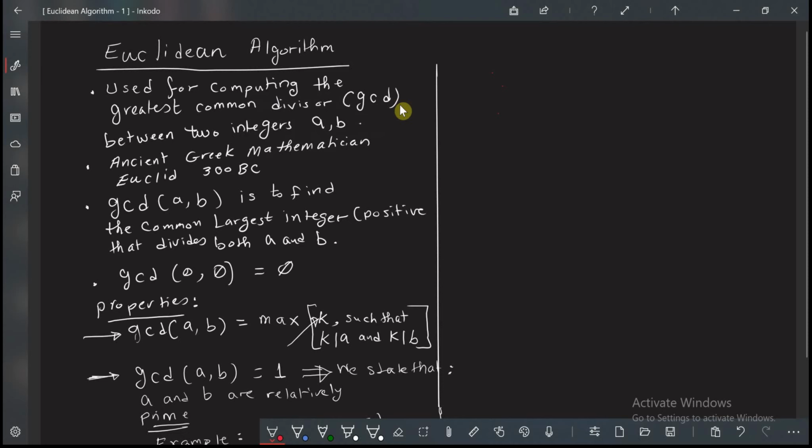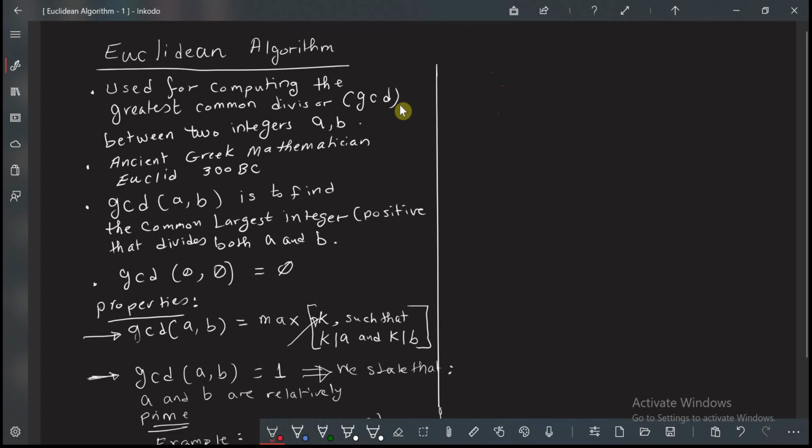It is used for computing the greatest common divisor between two integers, abbreviated as GCD. This method has been around for a while. It goes back to ancient Greece, and it was created by the Greek mathematician Euclid, almost 2300 years ago, 300 BC. The idea behind the GCD is that you are given two integers and you are supposed to find the largest common divisor between them, and it is positive. Of course, we're looking for the positive integer that divides both a and b.